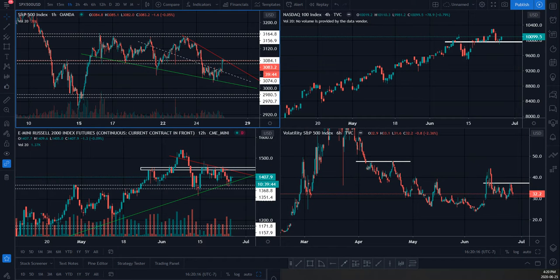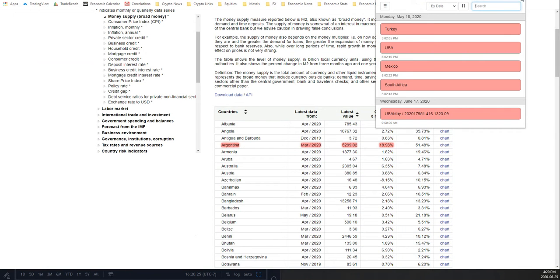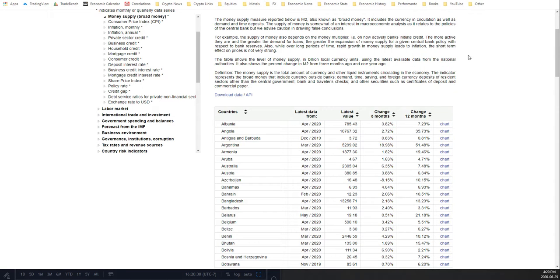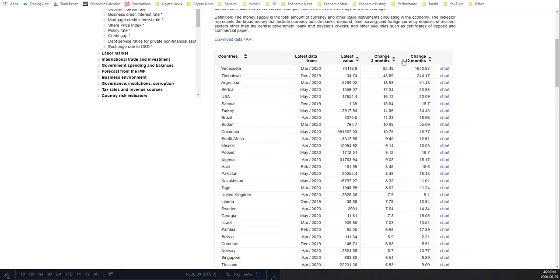Let's look at another economic stat here. This is the increase in money supply as a percentage around the world. So let's just get rid of all this. Remove all highlights. There we go. So this is the change in the monetary base, or the money supply, in the last 12 months, in the last 3 months. Look who's in the top five. USA sitting at 16% increase in the money supply in a quarter. How unsustainable is that, right? I'm blown away by that.